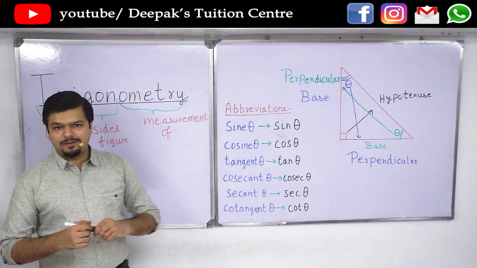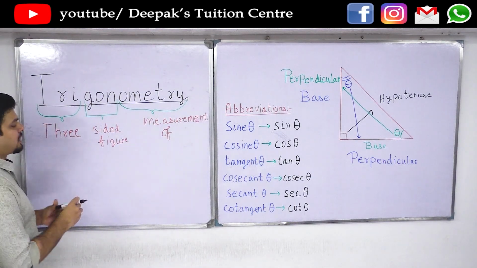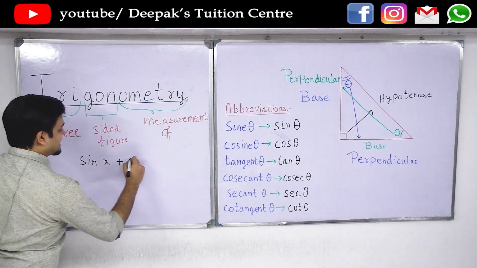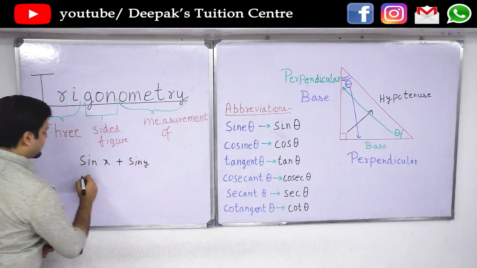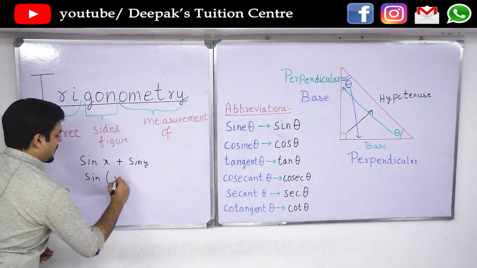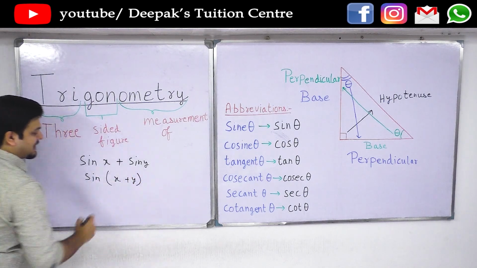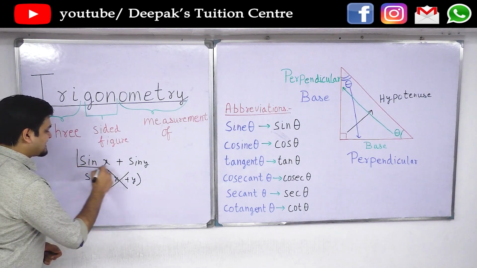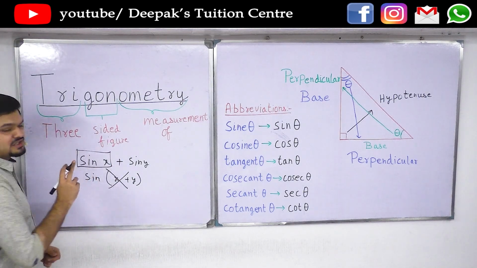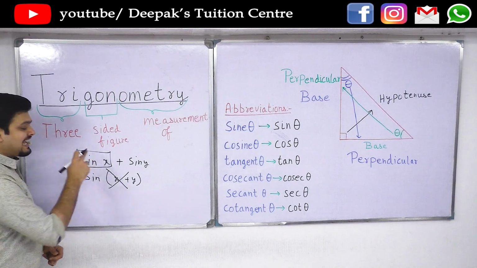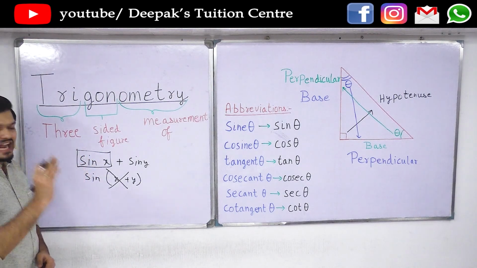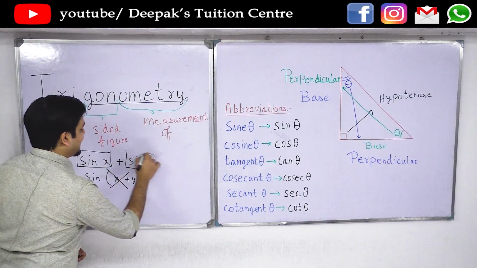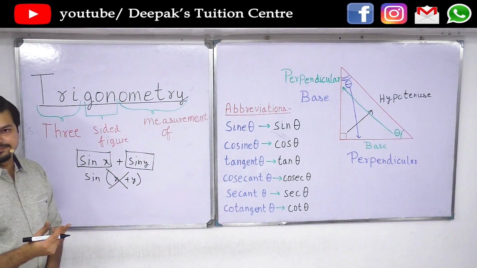Also, you need to remember that sine theta does not mean sine into theta. So if there is a term sine x plus sine y, you cannot simply say that I will take sine common and the answer is sine of x plus y. No, this is not right, because sine x is a single term. It is not composed of two different terms. Sine in itself has no meaning. There has to be an angle associated with it. So therefore sine x and sine y are two different terms.